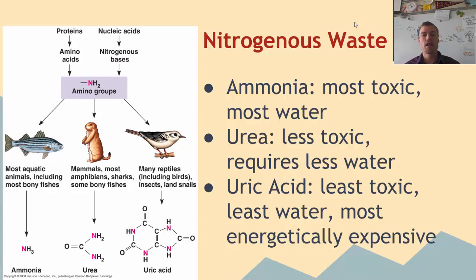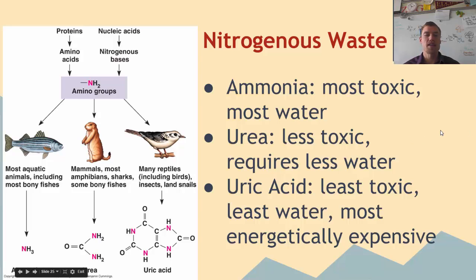Urea is a little bit more energetically expensive. It takes a little bit more energy to produce urea than it does ammonia, but it's not as much as uric acid. And uric acid is the least toxic of these three. It requires the least amount of water. However, it is the most energetically expensive. It takes the most energy in order to produce it. And you can kind of see that just by looking at the structures, right? The uric acid has a much more complicated structure than the urea or the ammonia. So it makes sense that it'd be more energetically expensive.